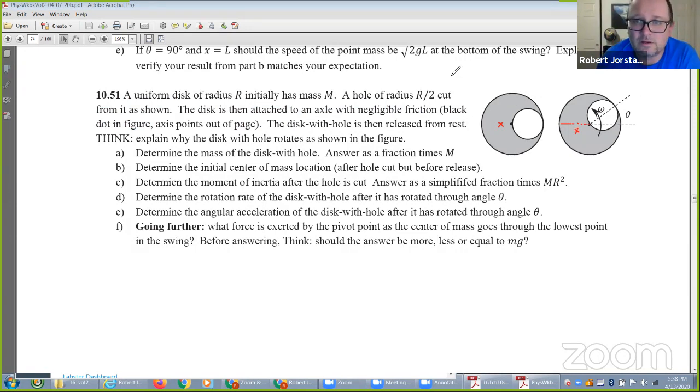Oh boy. All right. So now a uniform disk has mass m. Whenever you have a hole, it's really annoying. You've got to find out, is this the mass with the hole or without? According to this, it's without the hole, right? So the mass of the entire disk is m, and you're cutting out a chunk. So now my mass is not m anymore. The answer is a fraction times m because you've got the hole.